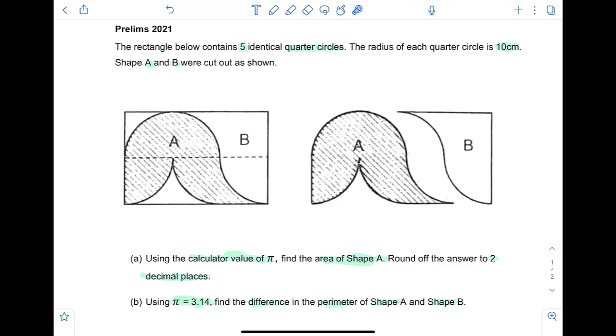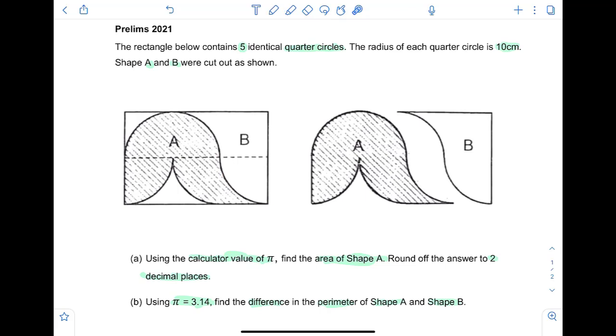Now, first up, when we look at this rectangle, we should be able to identify the 5 quarter circles. One of it is over here, another one over here, and these two make up a nice semicircle. One more quarter circle here, the fourth one is here. So the third and the fourth one, if you combine them, you will get the same semicircle there. And the last 5th quarter circle is here. 5 quarter circles.